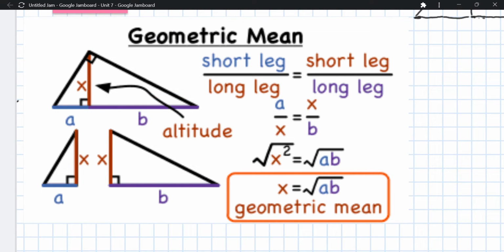So if I wanted to find what x was right here, I can use this geometric mean formula. I can say that x is equal to the square root of a times b. And why is it okay to use this formula? This is the proof of how it works out to be, okay? Short leg is to long leg as short leg is to long leg in these similar triangles. And so you can start plugging things in, right? If I cross multiply, then I have x squared. If I cross multiply, that would be equal to AB. And then to get x all alone, I would square root both sides. So that's how you get to that thing right there.